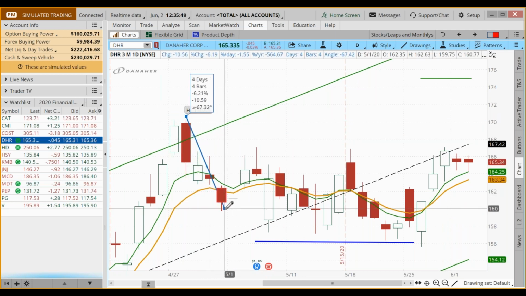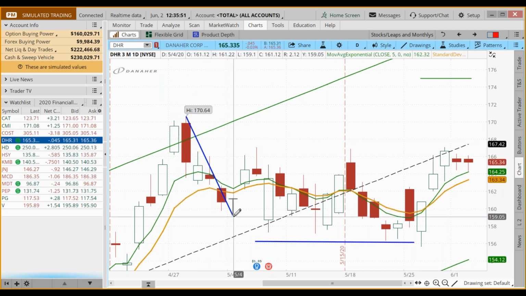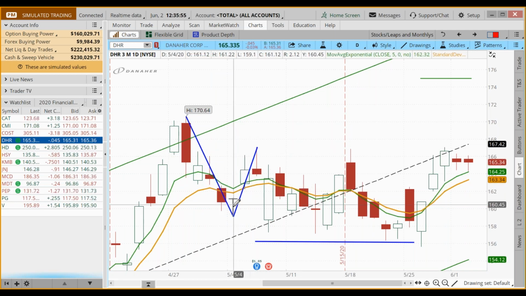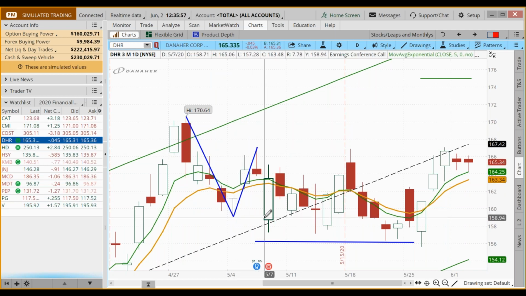It came down here, then it came back up. And it made a major move right here, which I chose not to get into because by the time I saw this measured move, it was having a big up day. All right. So I waited.